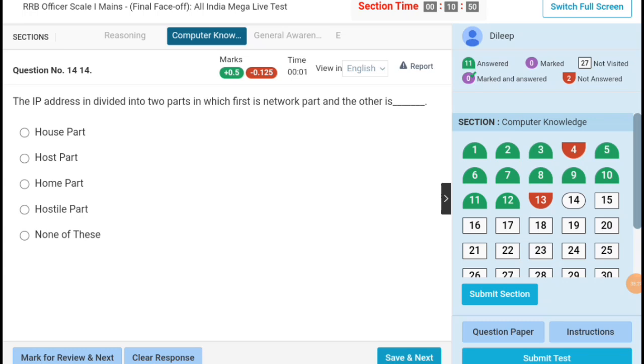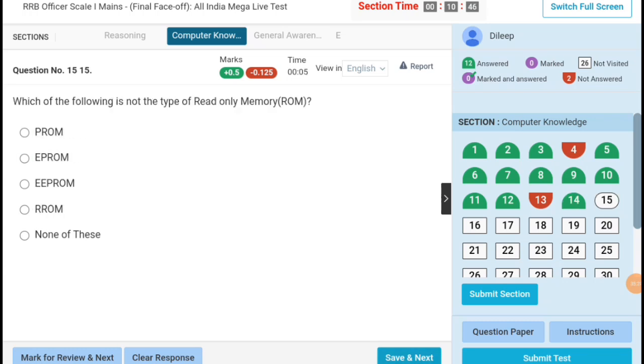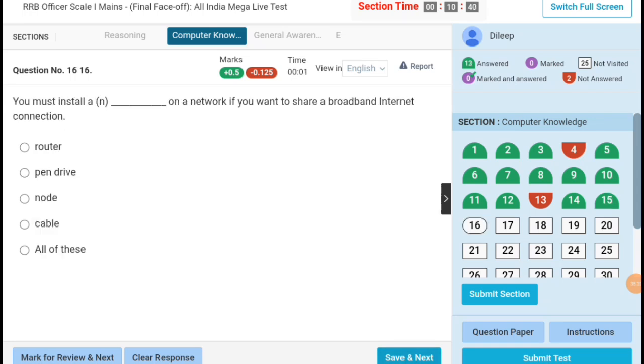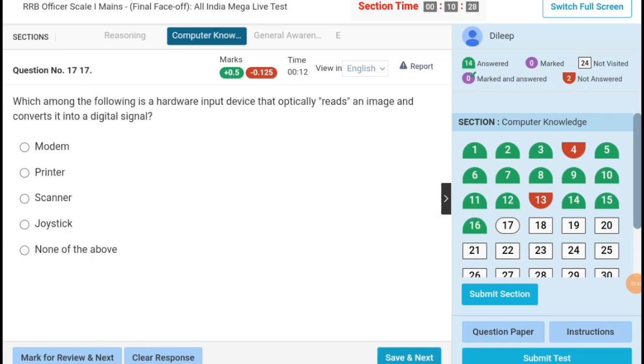IP address, host part. Which of the following is not read-only memory? You must install a dash on a network if you want a broadband connection. Cable. Which among the following is a hardware input device that optically reads an image and converts it to a digital signal?